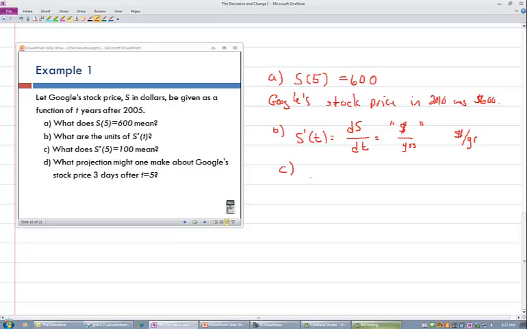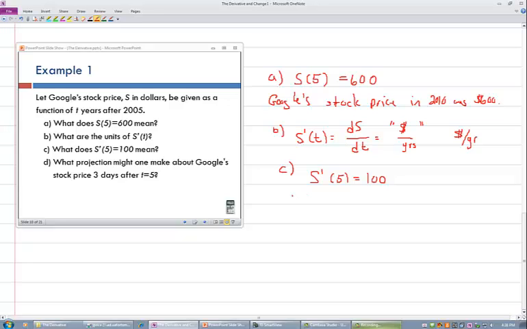Part C says, what does S'(5) = 100 mean? Okay, again, this is functional notation, but now we have this prime, which means the derivative. So this is the derivative of Google stock price 5 years after 2005, and it says it's $100. So I could write something like Google stock price was changing at a rate of $100 per year in 2010. So let's write it like that.